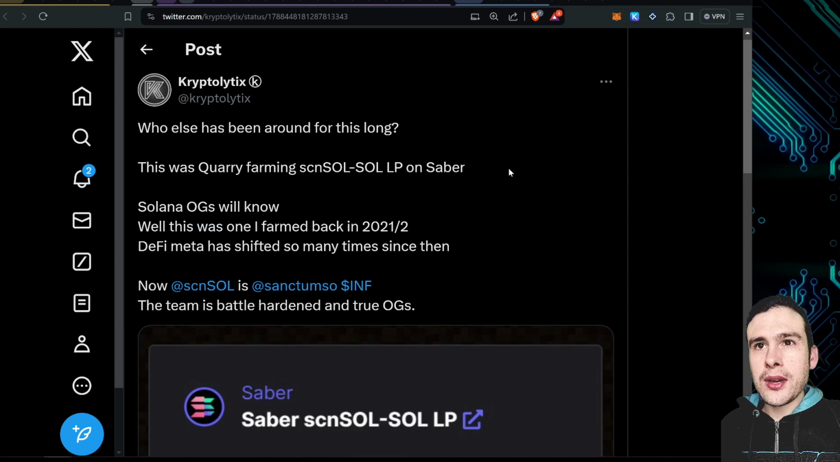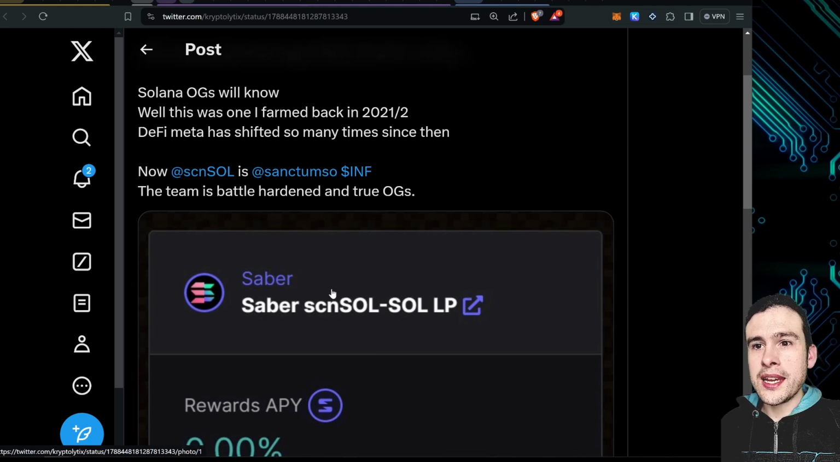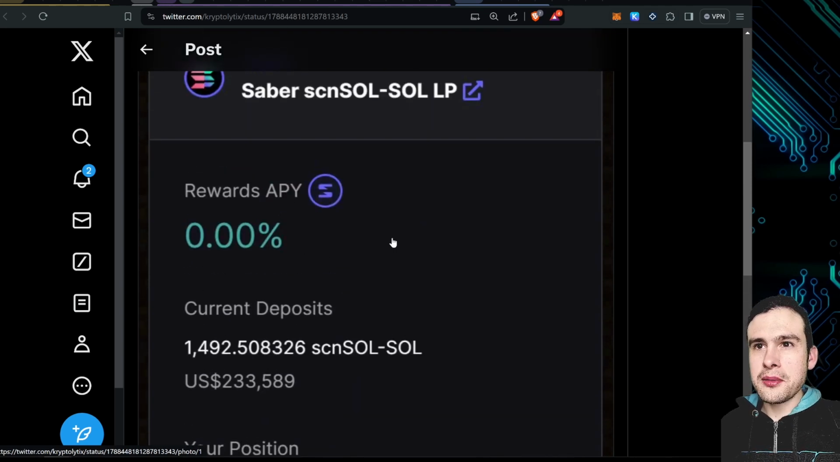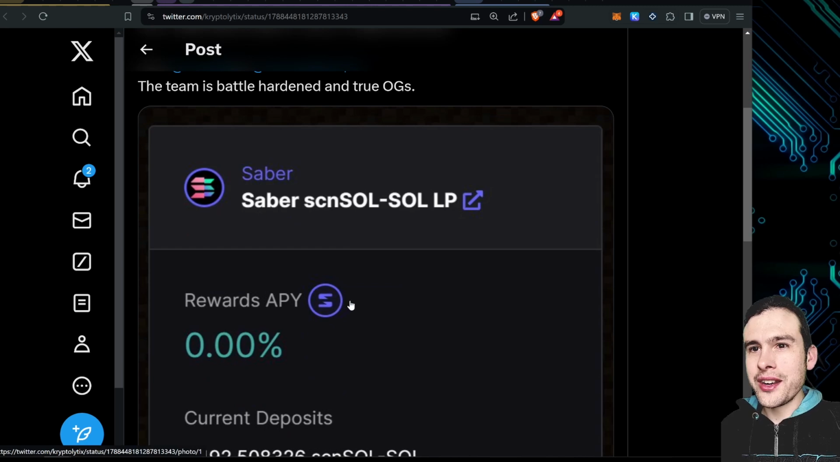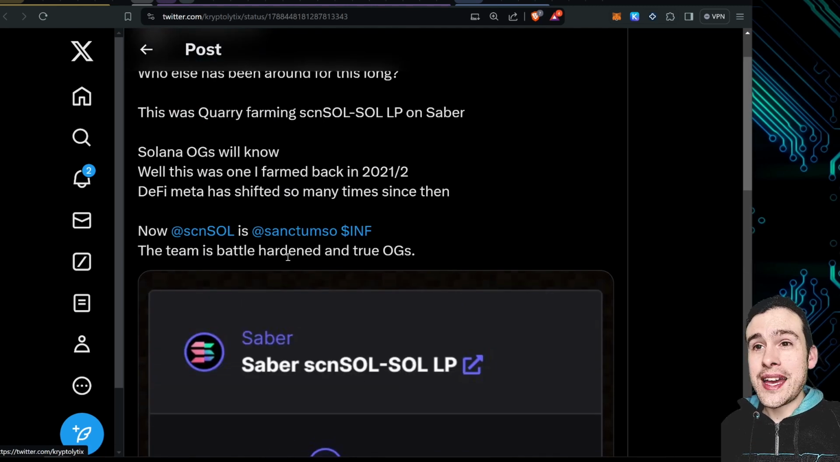Also, if you are an OG, you may have seen Socean Sol before. Socean was a farm that I was doing. I was doing the SCN Sol and Sol LP back on Saber, and I was also using it on Quarry. If anyone remembers Quarry, it was like a Minecraft gamified liquidity pool farming front end where it had a whole bunch of different LPs and you could manage them all within the one place. I remember farming this one in Quarry, which is why I took a screenshot. I was like, I remember this from back in the day. Actually, Socean Sol is now Sanctum. So there you go. These guys are a true battle-hardened team, and they're definitely OGs within the ecosystem.